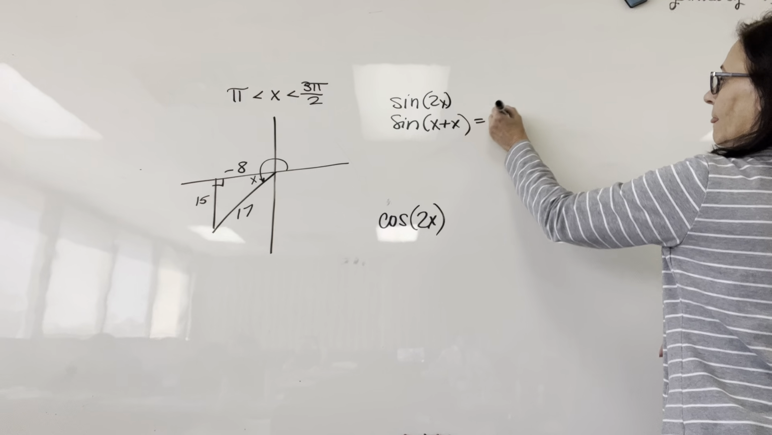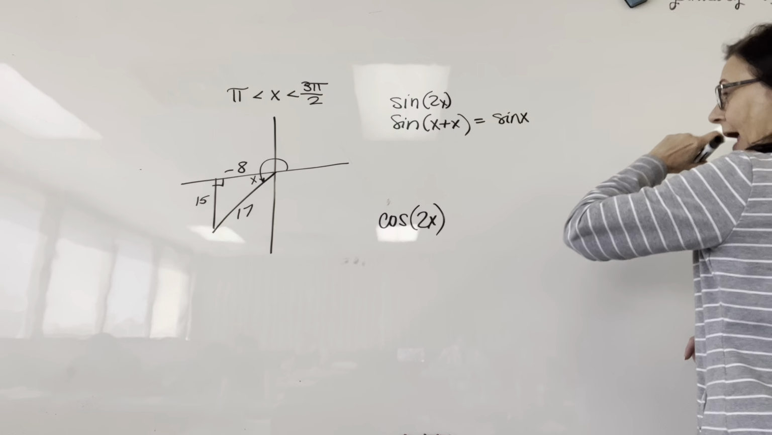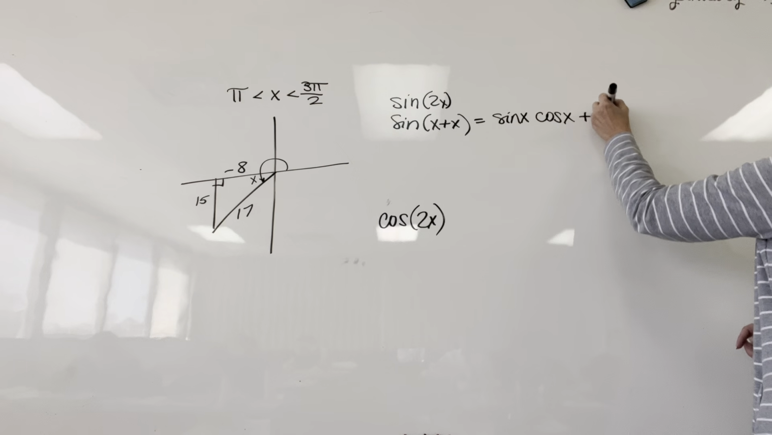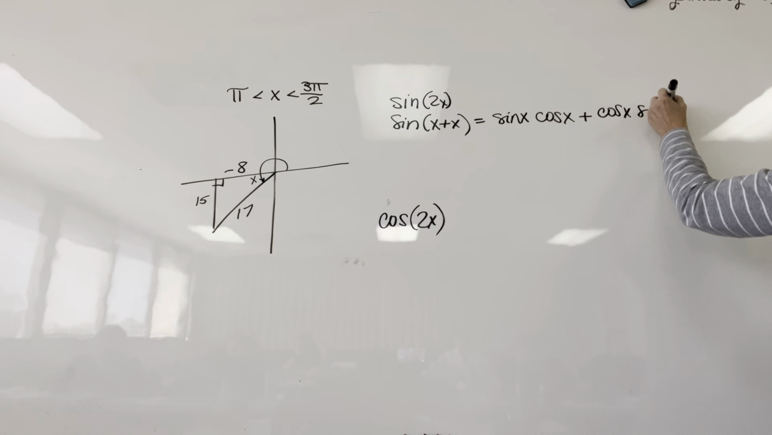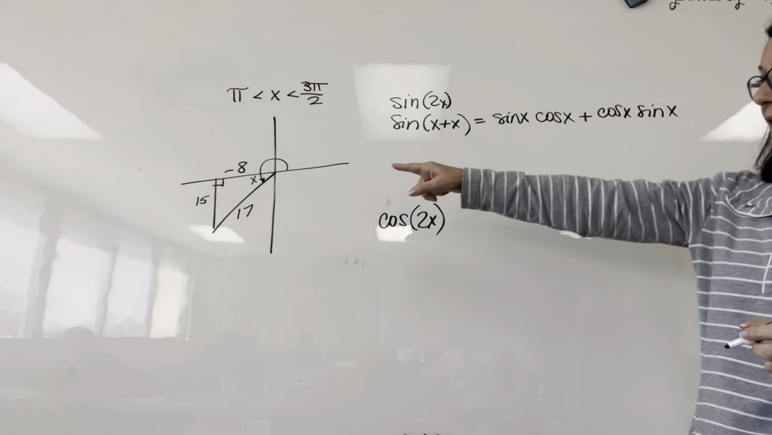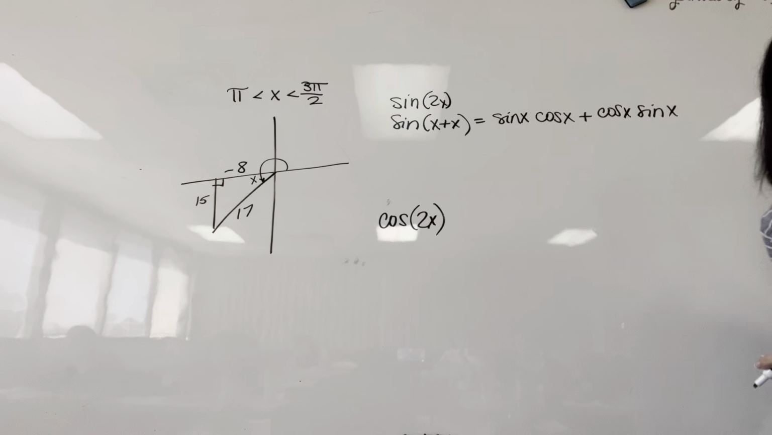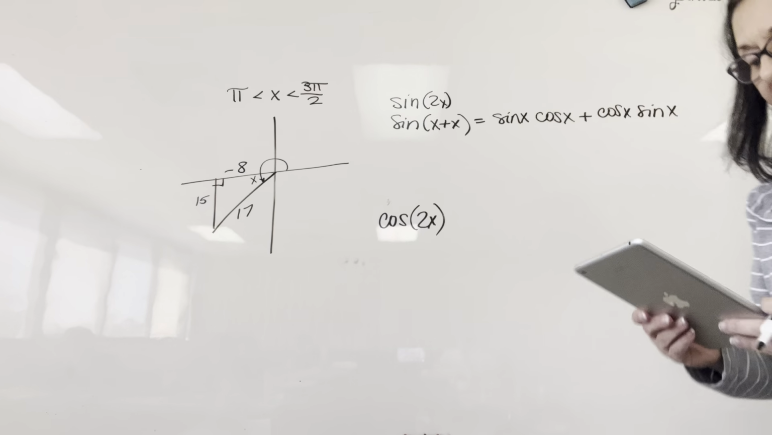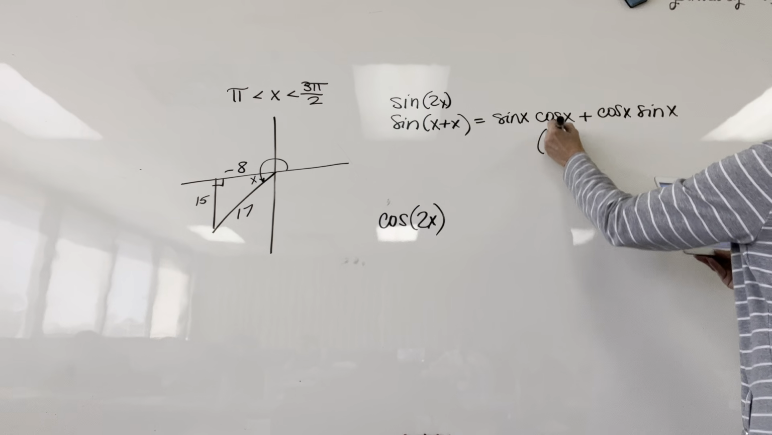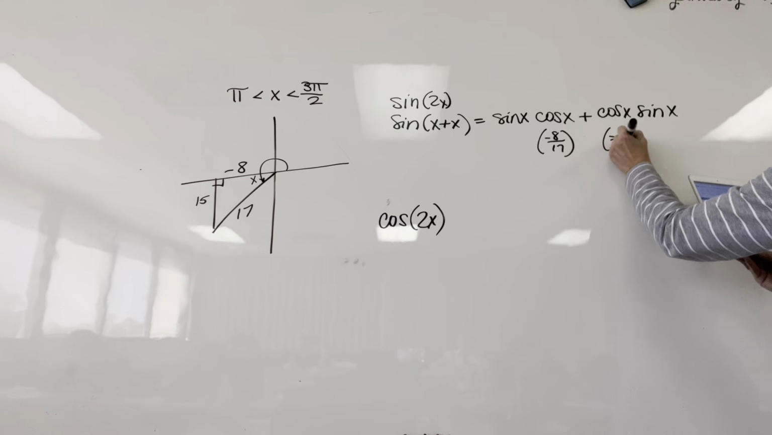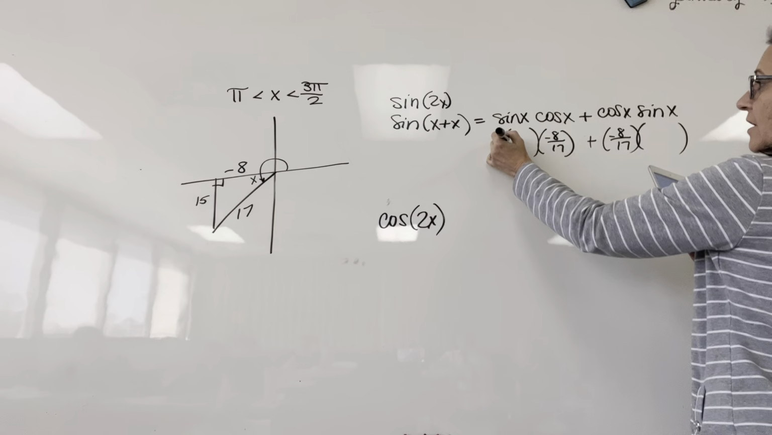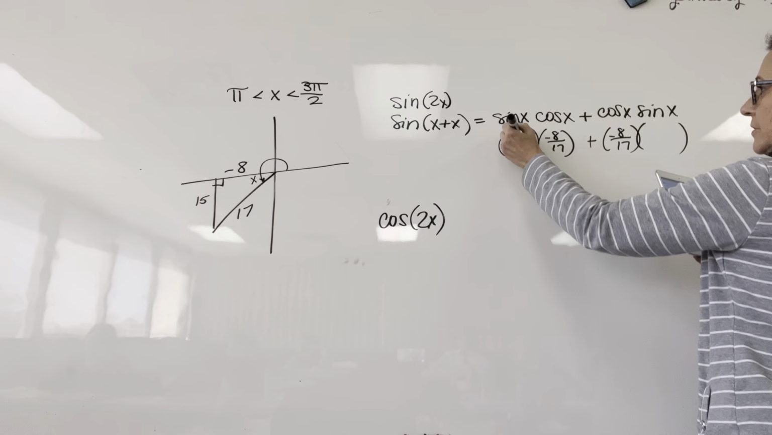So that would be sine x cosine x plus cosine x sine x. All right. So what is the sine of x? It already gave us the cosine, right? Negative 8/17, negative 8/17. What's the sine? 15. And it's also negative because it's in the third quadrant.